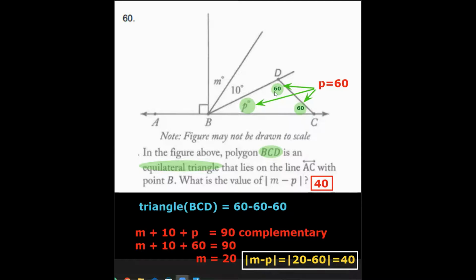B, C, and D are all 60-degree angles, which means that angle P is 60 degrees. Well, we know that the left side of this vertical line at B, this altitude, its height, is 90 degrees on the right side. It's complementary. So M plus 10 plus P is 90 degrees. Subtract 70 from both sides, just 10 and P, and we get that M was 20 degrees. Finally, we want to know the difference between the 2 angles, M and P. So what you do is 20 minus 60 is negative 40, the absolute value of which is 40. The correct answer is the absolute value of M minus P is 40 degrees.